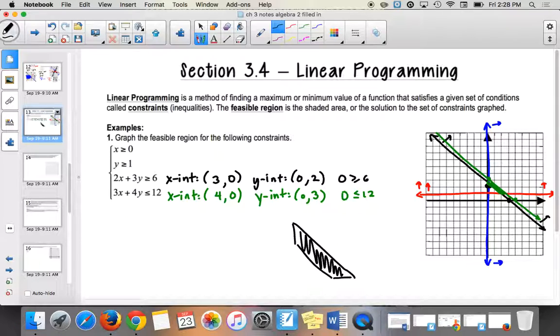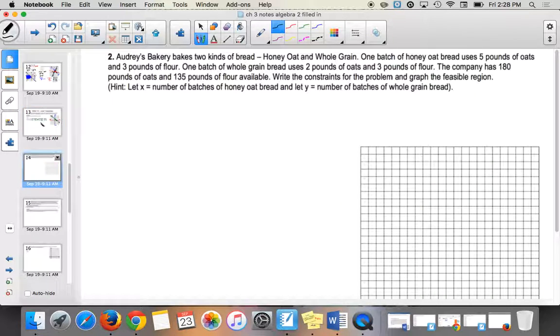All right, so that's what the final shaded region looks like. Did you guys all see that? Nat, you look confused. You good back there? Yeah. Okay, good. All right, so that's kind of a preview.